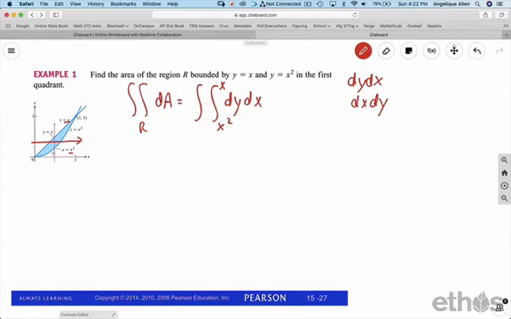So x squared is always going to be below x in the first quadrant. All right, now the outside limits have to be constants, so we just need the lowest x value and the highest x value along this horizontal red arrow. The lowest is 0, the highest is 1. So those are our limits there.